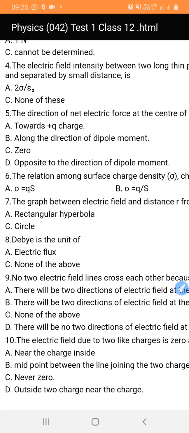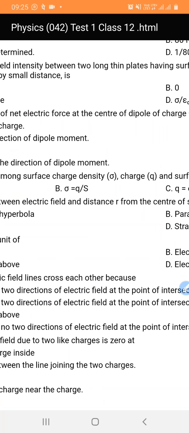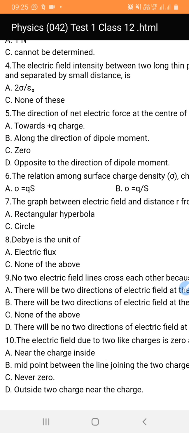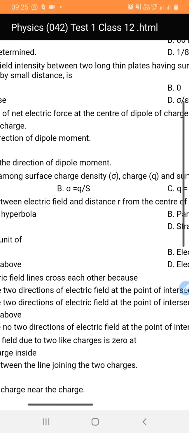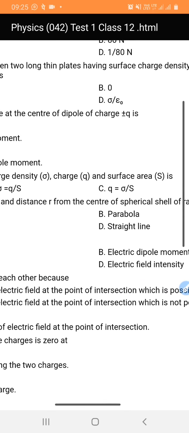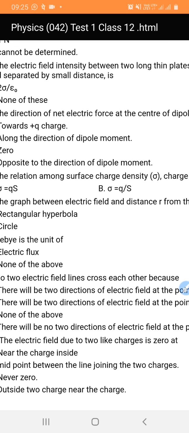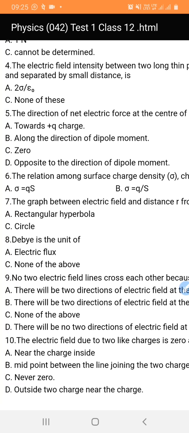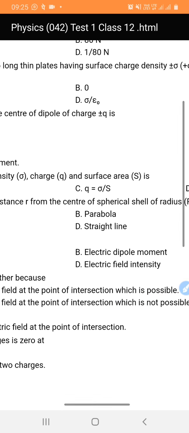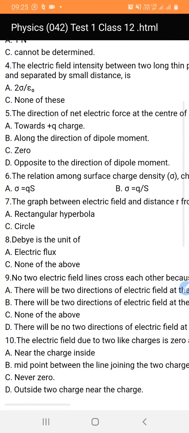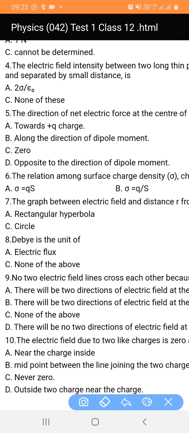Now question number 8 is completed. Question 9, no two electric field lines cross each other. This is the property of electric field lines, because there would be two directions of electric field at the point of intersection, which is not possible. So here in this case, option B is correct.